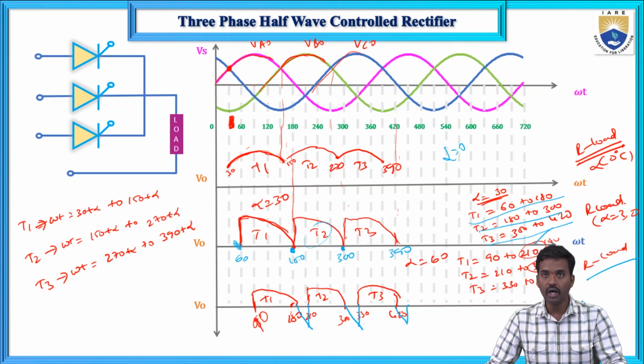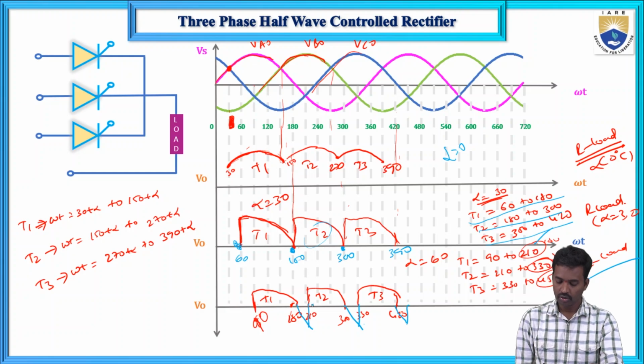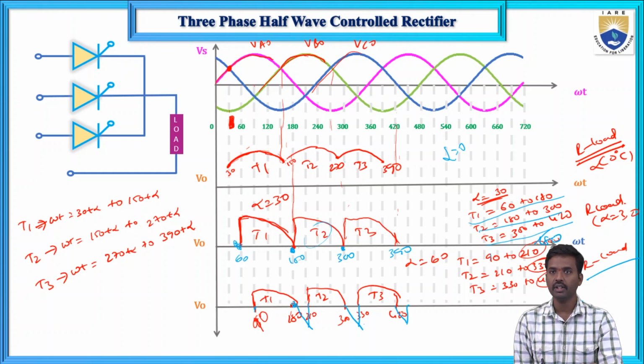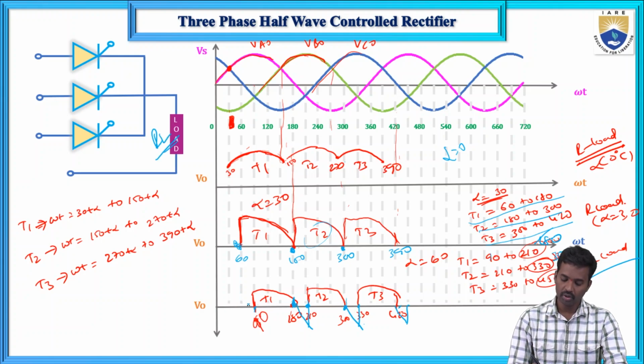But here, this is the R type of load, there is no negative voltage. So this negative voltage, it is conducting from 90 to 180 degrees only. So this is 90 and this is 180. So it is conducting up to 180 degrees, and next again it starts from 210 to 300 degrees only. And next it starts from 330 and next 420 only, for R load. But if you take the RL load, there may be a negative voltage, it will follow the supply voltage, so it may be negative.